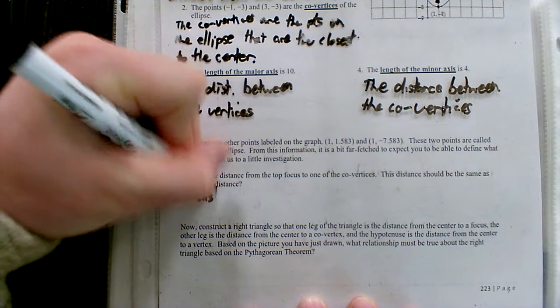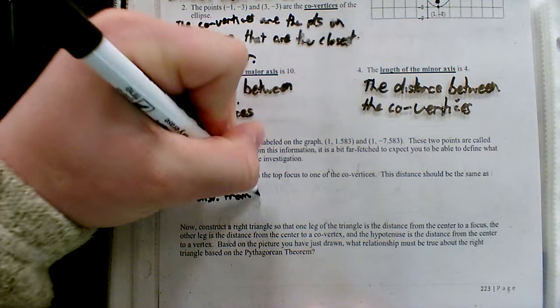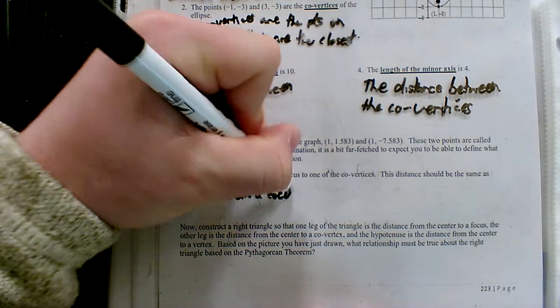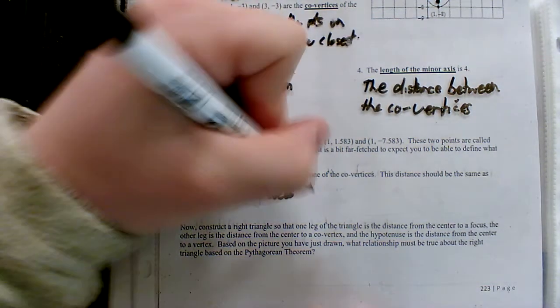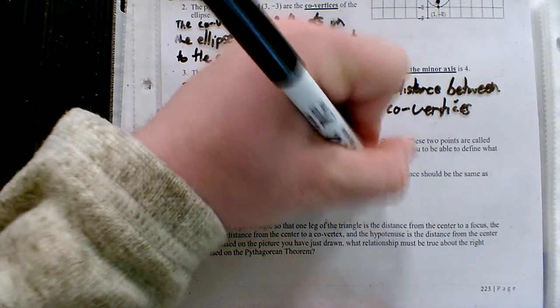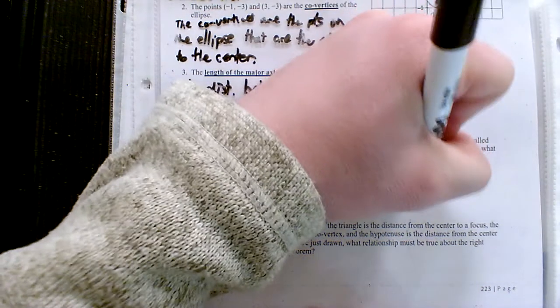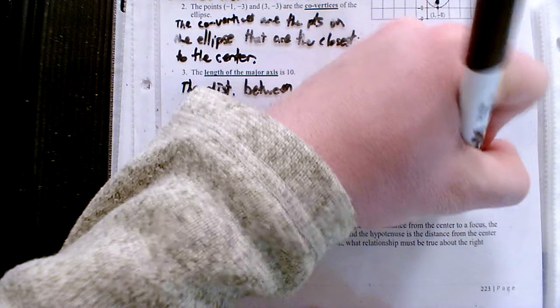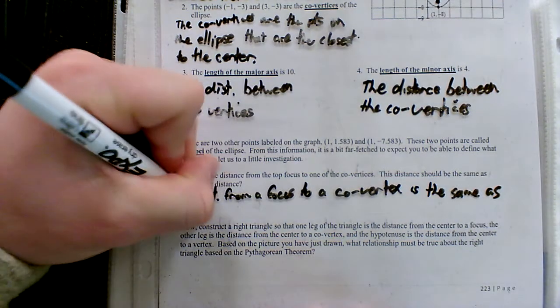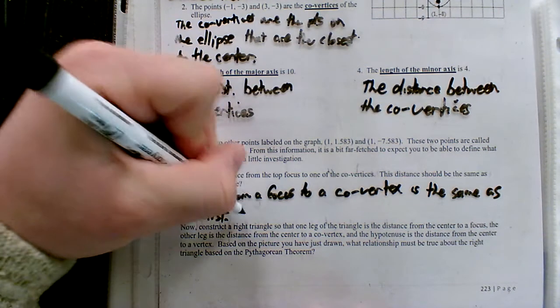The distance from a focus to a co-vertex is the same as the distance from the center to a vertex.